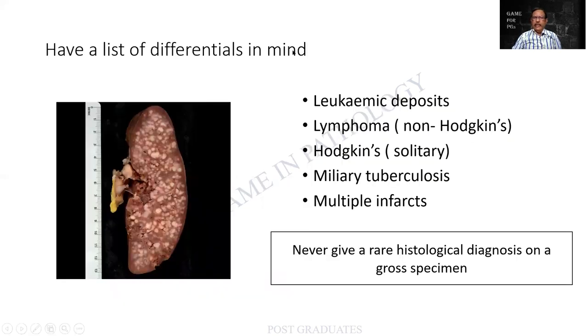And as I mentioned earlier, have the differentials in mind. Earlier also I had shown you this picture under amyloidosis. So it can be like this. It can be leukemic deposits, it can be a lymphoma, it can be Hodgkin's, it can be miliary tuberculosis, multiple infarcts, or a Sago spleen itself in amyloidosis. In all these conditions, I find that there can be multiple nodules. So from this, it is not possible to make a diagnosis of benign or malignant, neoplastic or non-neoplastic.